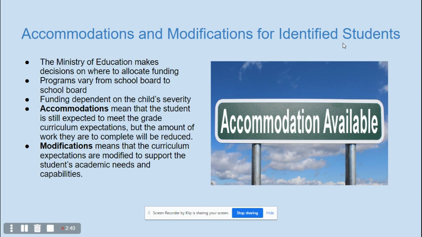Accommodations mean that the student is expected to meet the grade curriculum expectations, but the amount of work they are to complete will be reduced. Modifications mean that the curriculum expectations are modified to support the student's academic needs and capabilities.